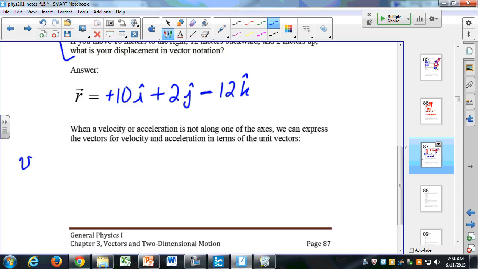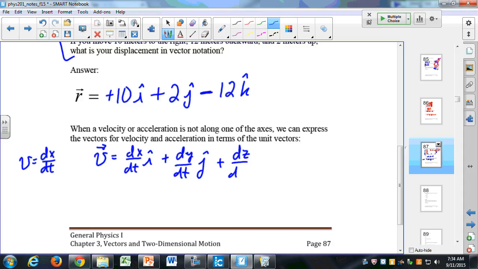We can also write our velocity and acceleration. Now remember, we define velocity as dx/dt, right? That's our definition for velocity. It's the derivative of the position function. And so we can write our velocity function in terms of IJK like this. It's going to be dx/dt in the i direction plus dy/dt in the j direction plus dz/dt in the k direction. That's really just expanding that definition of our velocity into the 3 dimensions.